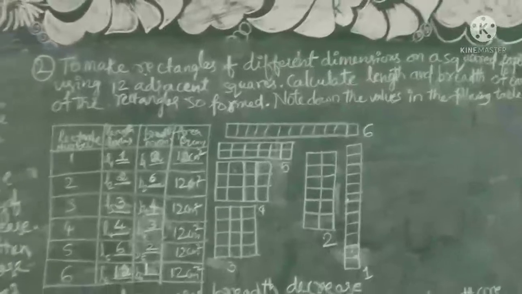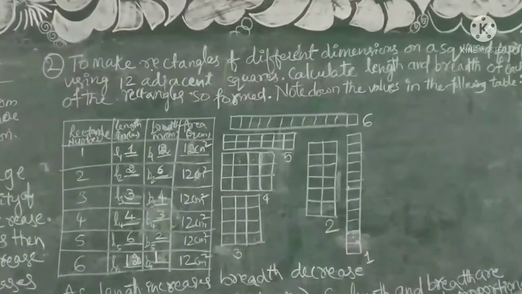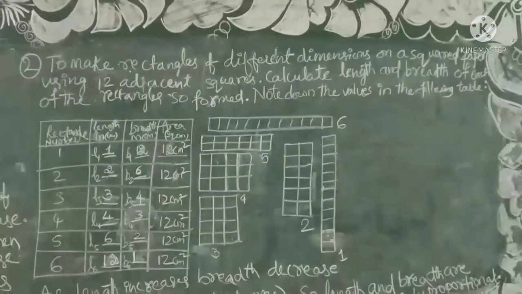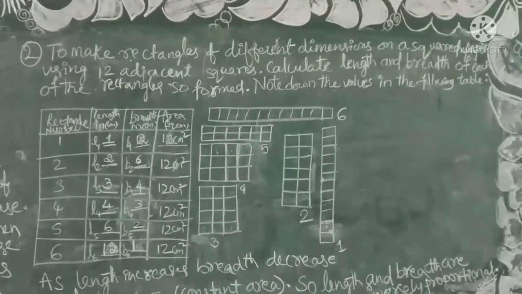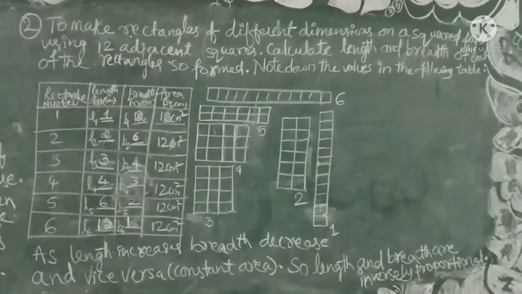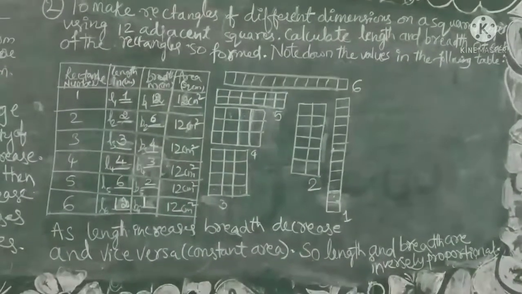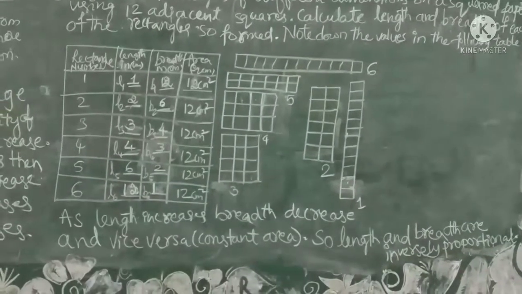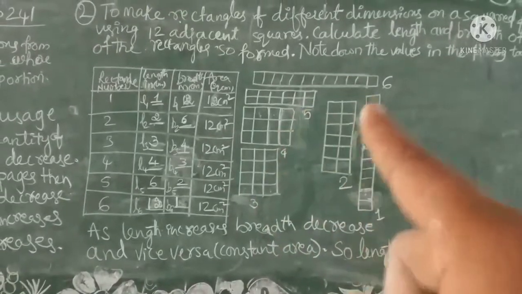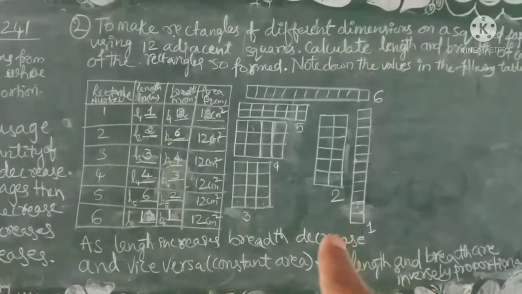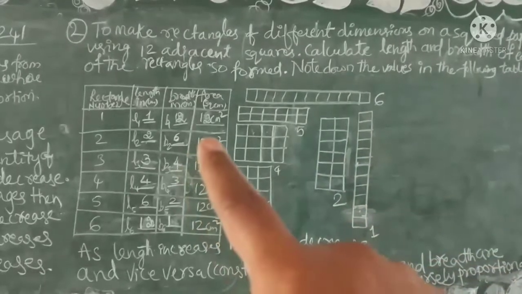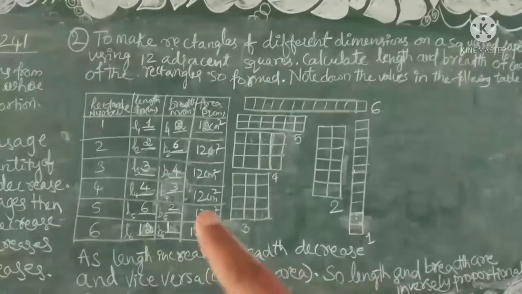Second question. To make rectangles of different dimensions on squared paper using 12 adjacent squares, calculate the length and breadth of each of the rectangles so formed. Note down the values in the following table. There are 6 rectangles shown here: first, second, third, fourth, fifth, sixth. The length of the first rectangle is 1 and breadth is 12, so area is 12 centimeters square. In all cases area is constant.